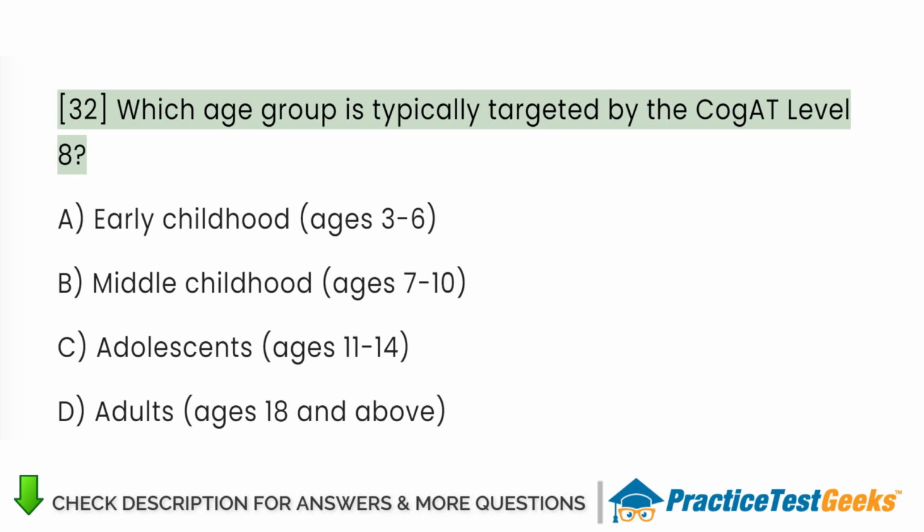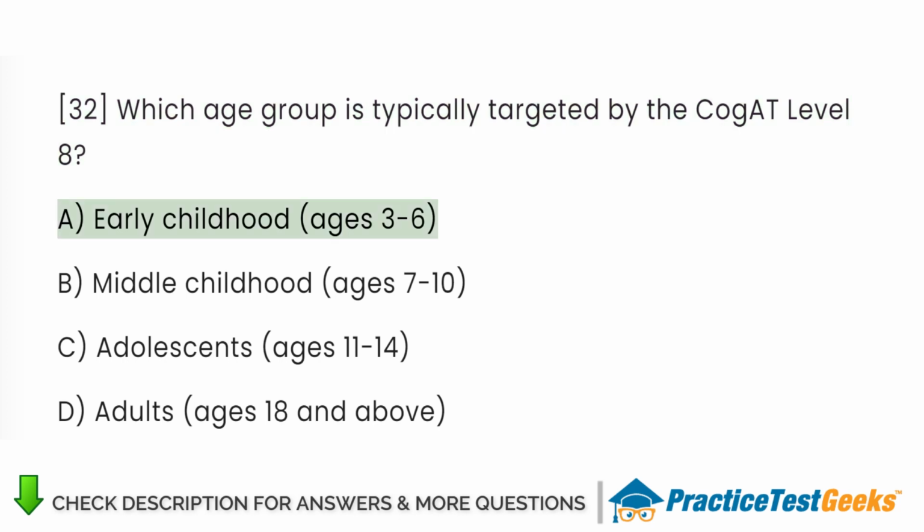Which age group is typically targeted by the CogAT Level 8? A. Early childhood, ages 3 to 6. B. Middle childhood, ages 7 to 10. C. Adolescents, ages 11 to 14. D. Adults, ages 18 and above.